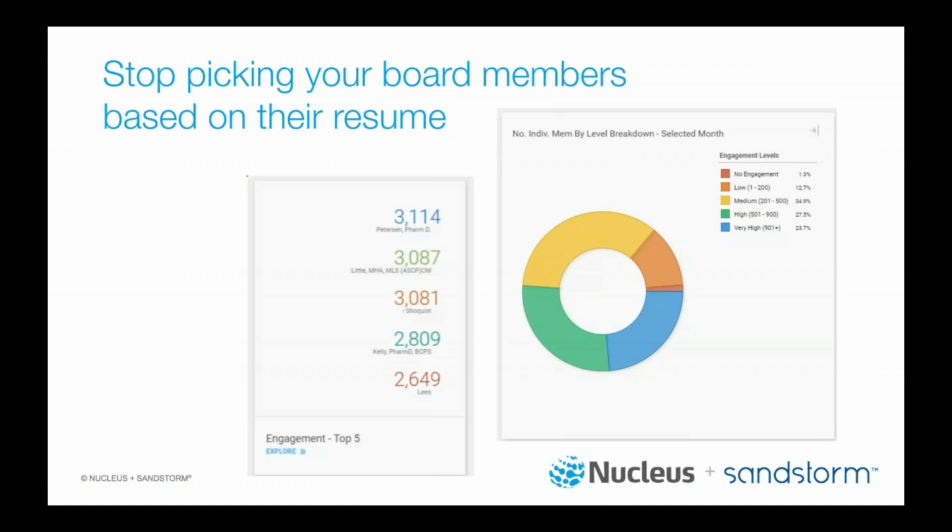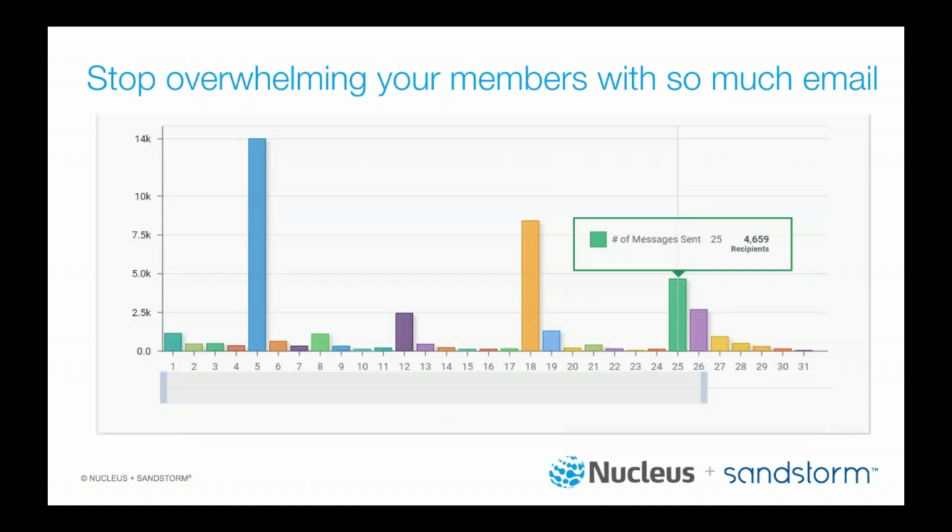Now, the last one I want to point out is to stop overwhelming your members with so much email. I'm sure you've heard this several times before, and you probably can get some of this information from your email marketing tool. In this particular example, you can see this organization actually sent 25 messages in a month to almost 5,000 people. That's a lot of mail, and my suspicion is that will generate a lot of opt-outs.